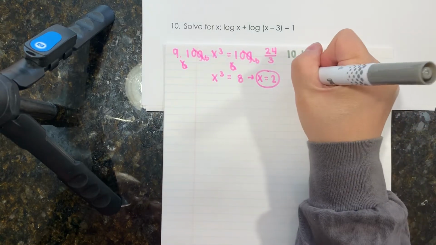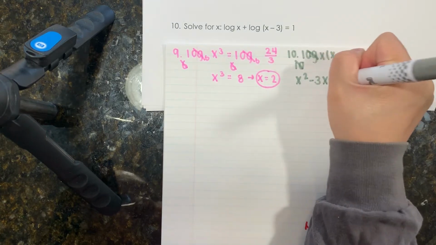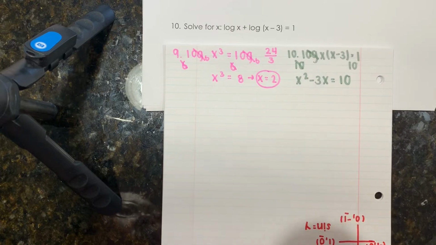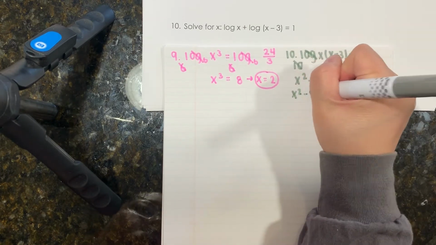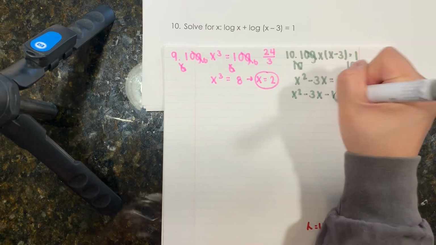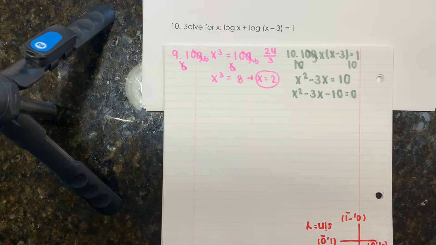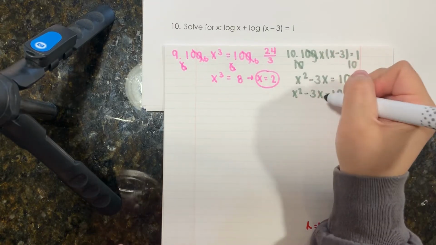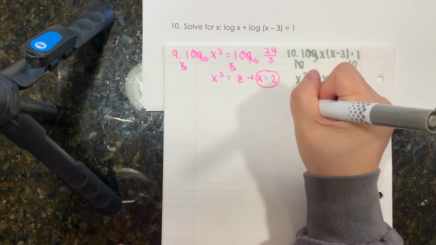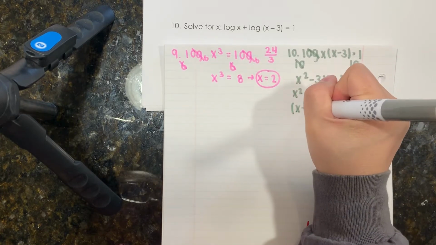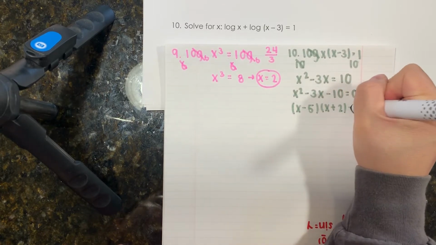So now on the left-hand side, when I multiply that through, I'm going to have x squared minus 3x is equal to 10. But I'm going to set this equal to 0 so I can solve. So I have x squared minus 3x minus 10 equals 0. Now if I can remember back to algebra how to factor that, I have 2 numbers that multiply to give me negative 10 and add up to give me negative 3. And those 2 values are going to be minus 5 and plus 2.